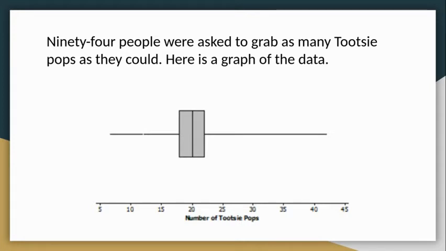94 people were asked to grab as many Tootsie Pops as they could. Here's a graph of the data. This is a box and whiskers plot, just like the ones we worked with yesterday. We need to be able to read this graph in order to understand more about the data.